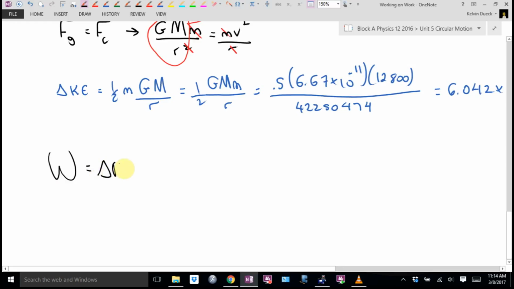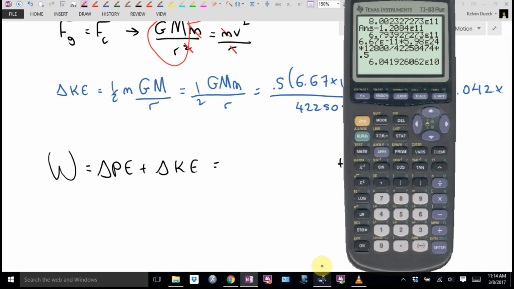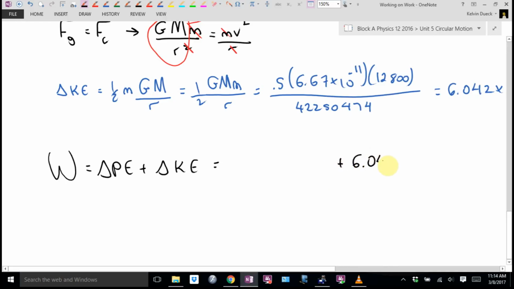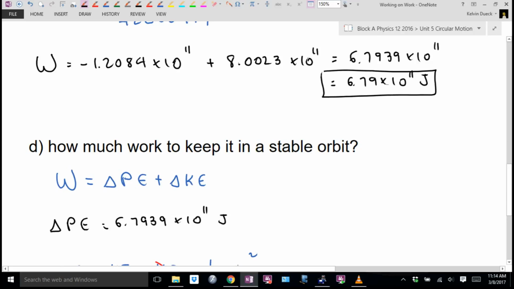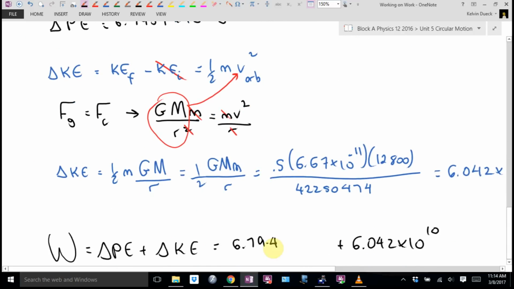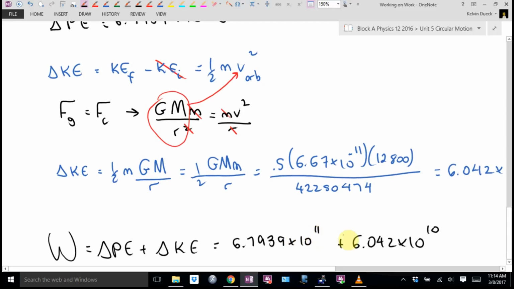Work was the change in potential plus the change in kinetic. The change in kinetic we just said was 6.042 times 10 to the 10th. What was the change in potential? I've scrolled down. Do you have it on your paper? 6.7. I thought I carried 5 sig figs. 7939. Nice try there, Chief. Times 10 to the 11th.